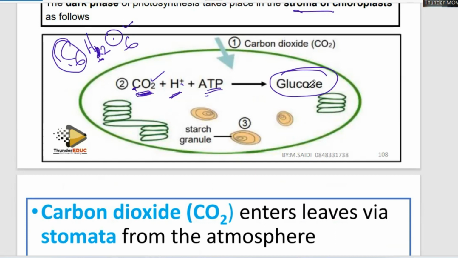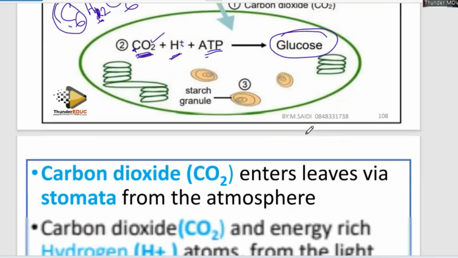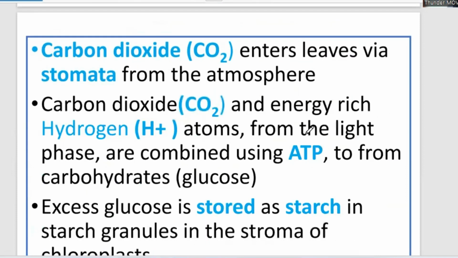So now here, with glucose, if it is not going to be used, it is stored as starch. So starch is the storage form of glucose or carbohydrates in plants. In animals it is a different story. We shall see it when we go to nutrition.